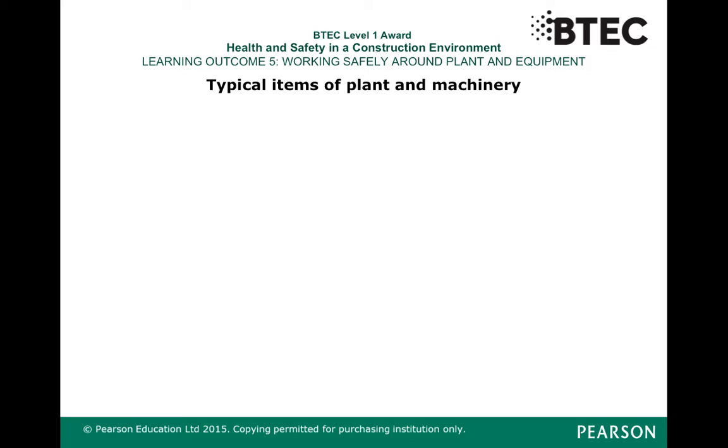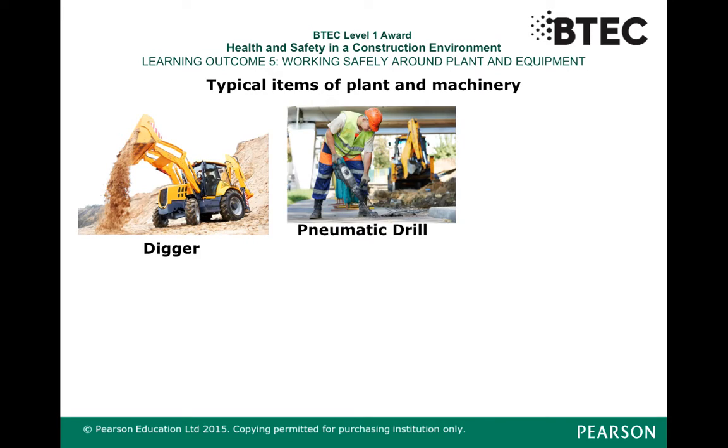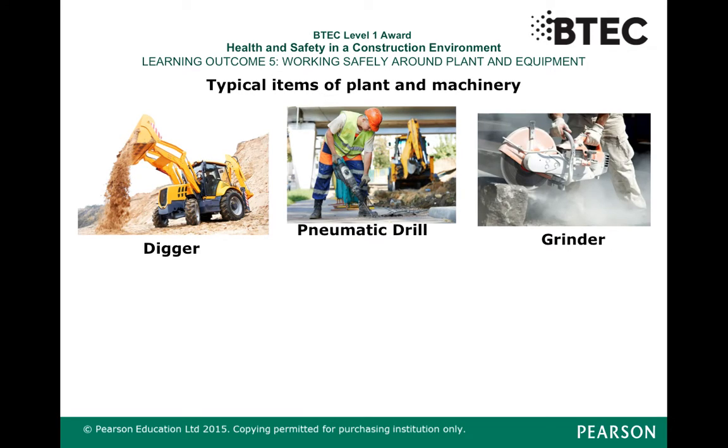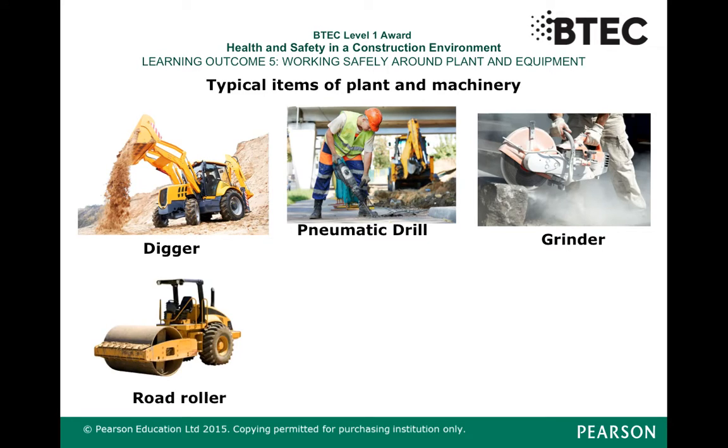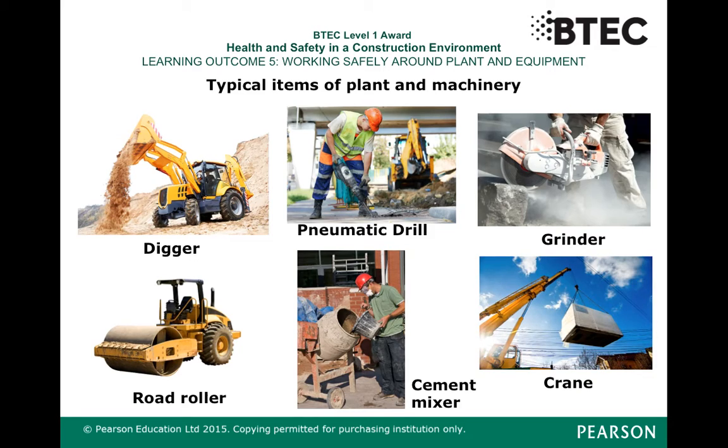On the screen, we're going to go through some typical items of plant and machinery. The first one here is a digger. That's a pneumatic drill. Here is a grinder. And then you've got a road roller. That's a cement mixer, and obviously on bigger sites, they're bigger ones. And that's a crane.